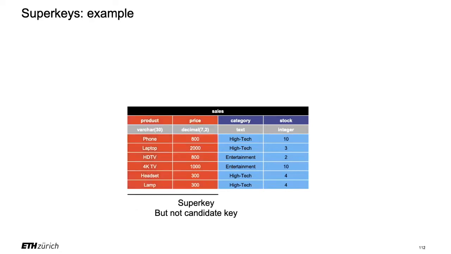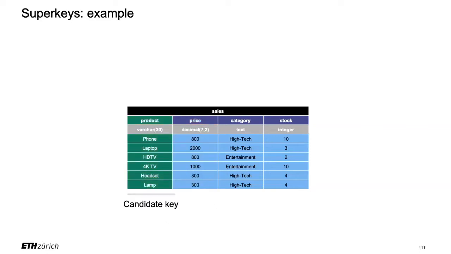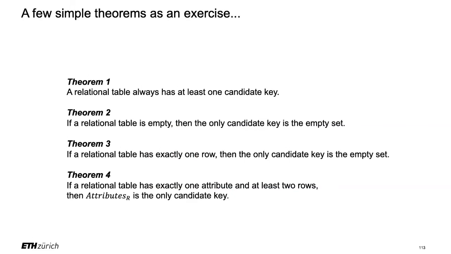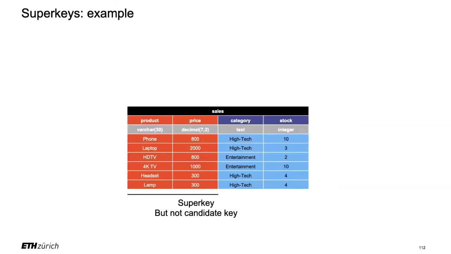This is a super key because if I add more, it's still a super key. It's not a candidate key. Why? Because if I remove price, it's still a super key, right? So this is not a candidate key and so on. And I could say the same of any superset of a candidate key. Any strict superset of a candidate key is no longer a candidate key.